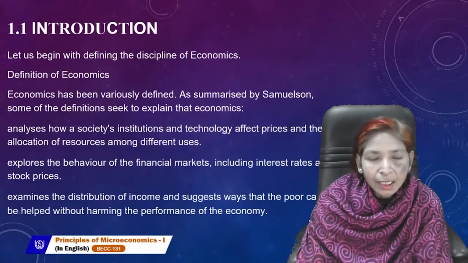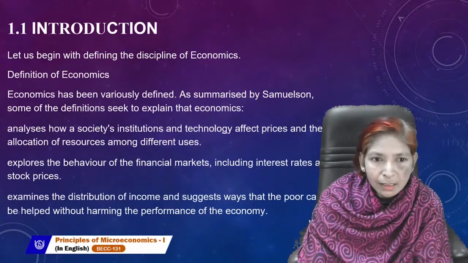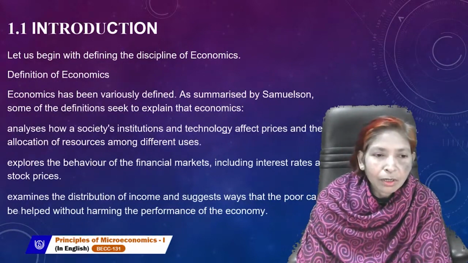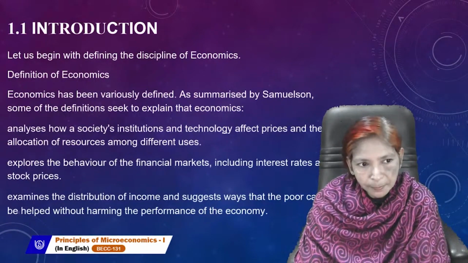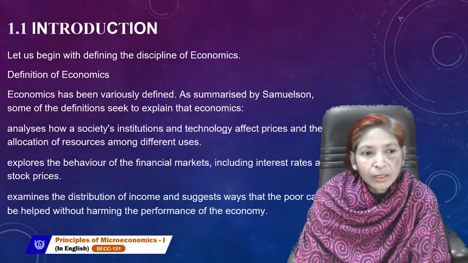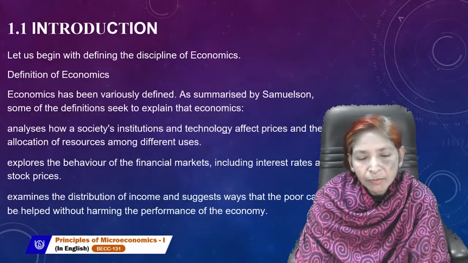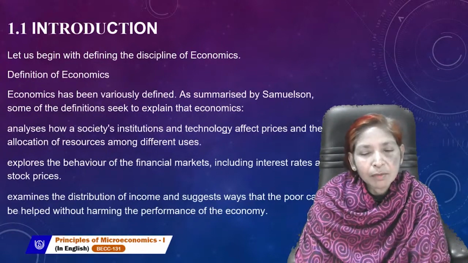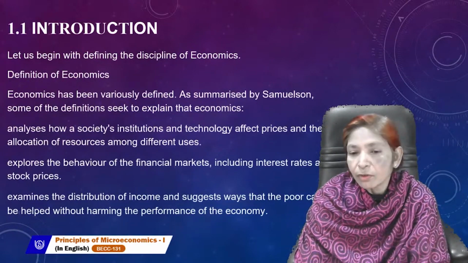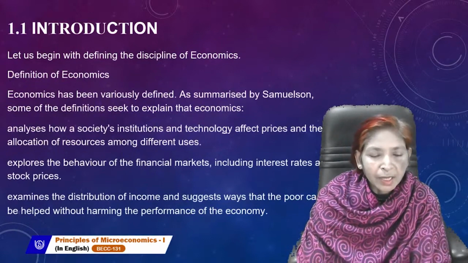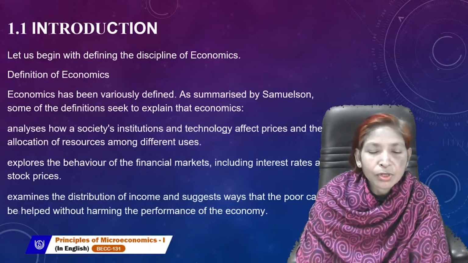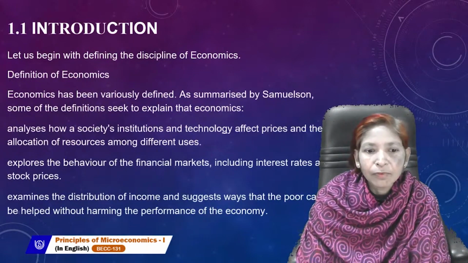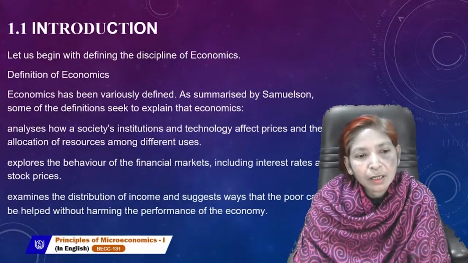So in this unit you will study how a society's institutions and technology affect prices and the allocation of resources among different uses. Next, you will explore the behavior of the financial market, how financial markets work and act, including interest rates and stock prices. It will also examine the distribution of income and suggest ways that the poor can be helped without harming the performance of the economy.